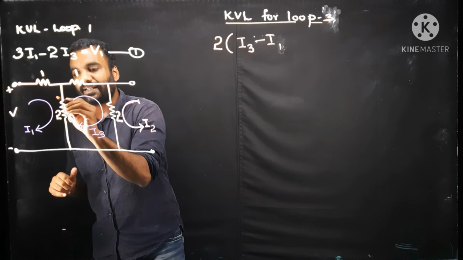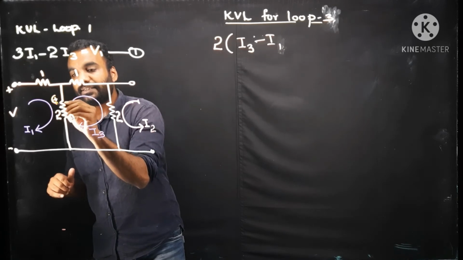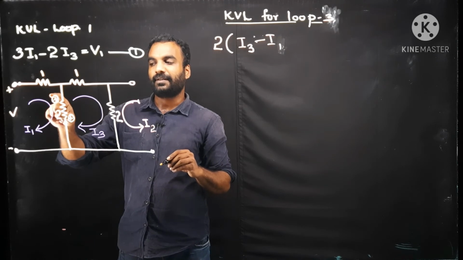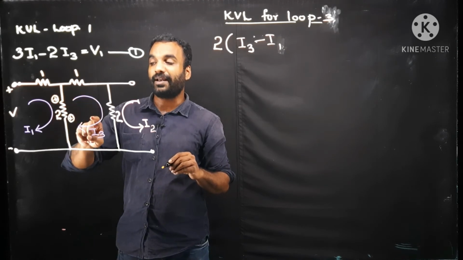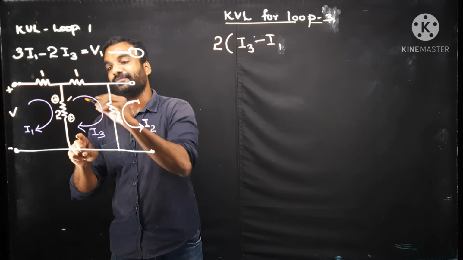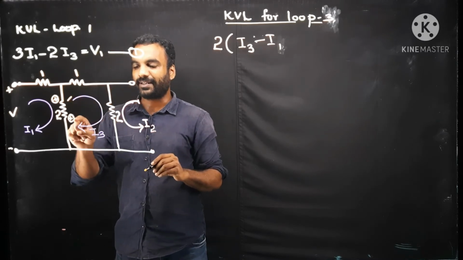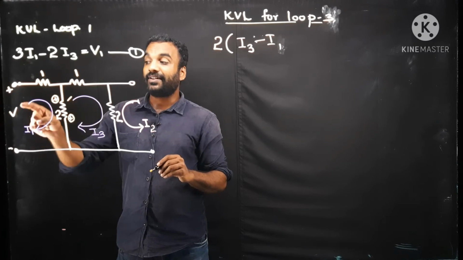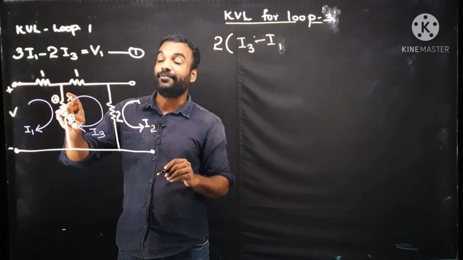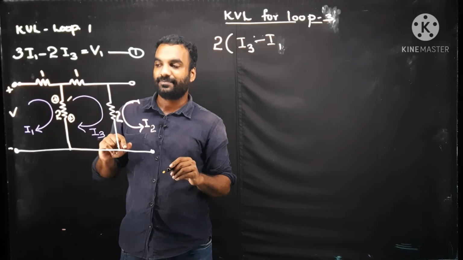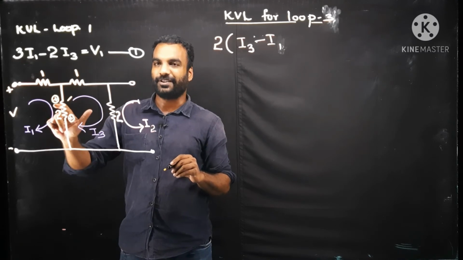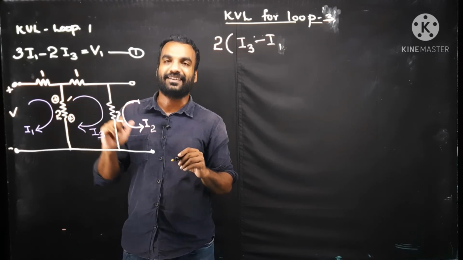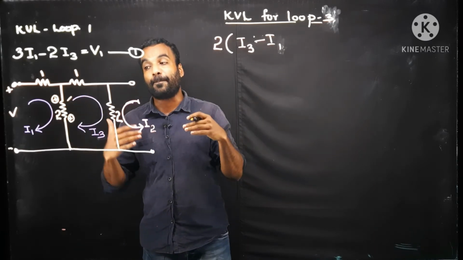This I1 is entering at this terminal. But with respect to I3, this is negative. With respect to I3, this is positive and this is negative. And I1 is entering at the negative terminal with respect to I3. For I1, it is positive, but for I3, this terminal is negative. That's why they are in opposing.